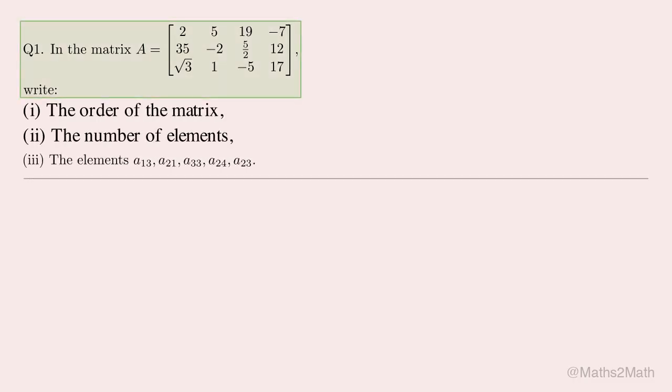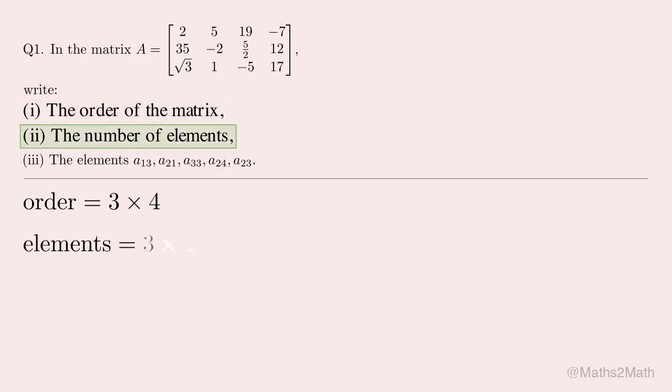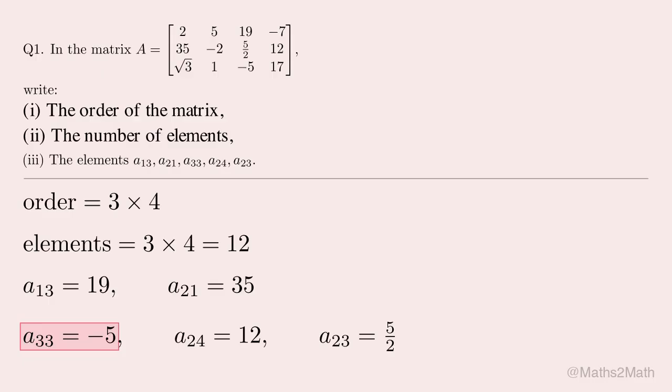Question 1. Here is a matrix with 3 rows and 4 columns, and 3 things to read off it: its order, its number of elements, and 5 specific entries. The order counts rows by columns. 3 rows, 4 columns, order 3 by 4. The number of elements is the product. 3 times 4 is 12. For the entries, a ij means row i, column j. Row 1, column 3 is 19, and row 2, column 1 is 35. Row 3, column 3 is -5. Row 2, column 4 is 12, and row 2, column 3 is 5 halves.